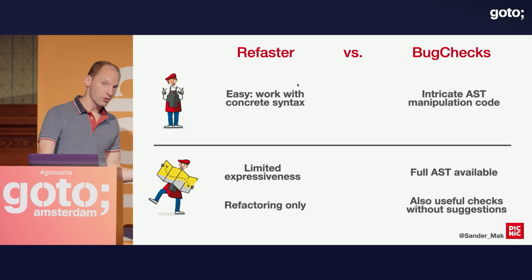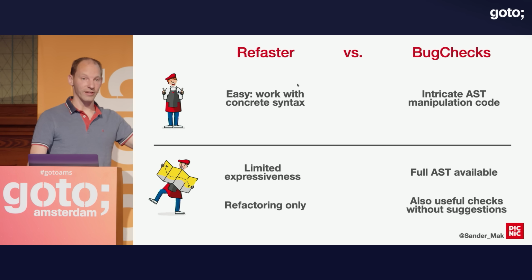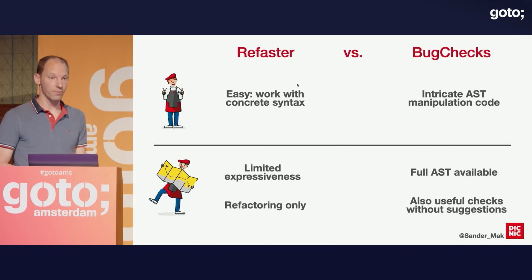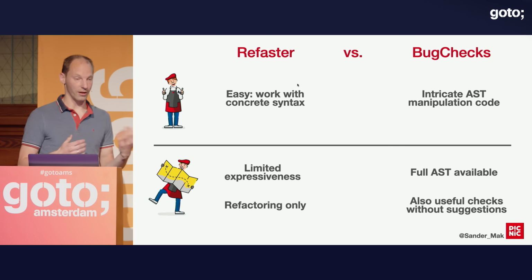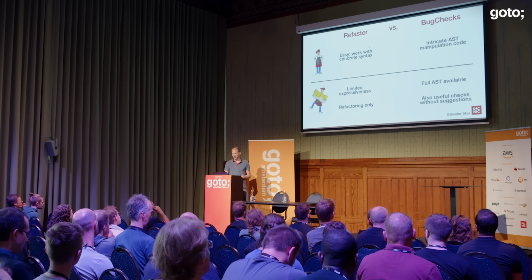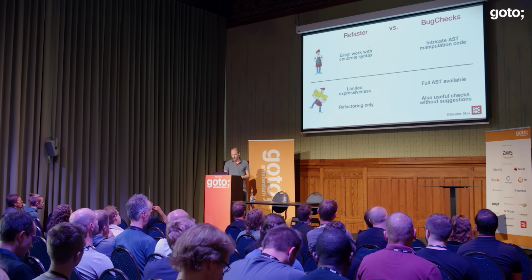Refaster rules are also only about rewriting, right? So from before to after, whereas BugChecks can also be about just flagging some pattern and detecting something, and then making sure that people are aware of this and fix it themselves in some other way.